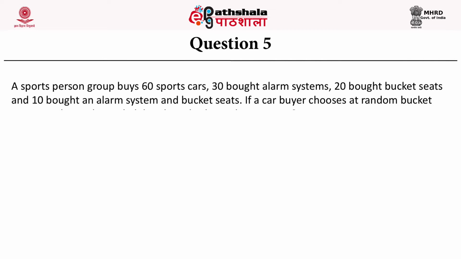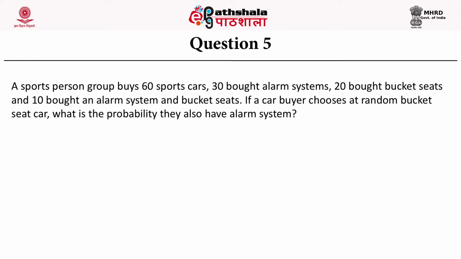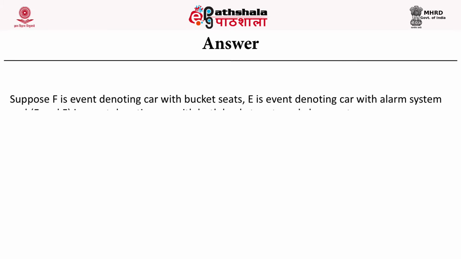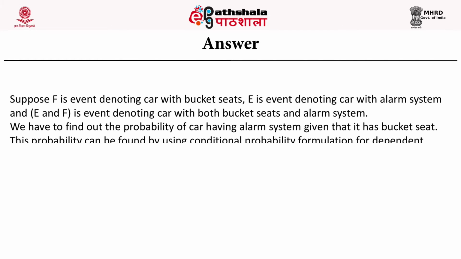Here a sports car group buys 60 sports cars, 30 bought an alarm system, 20 bought bucket seats and 10 bought an alarm system and a bucket seat. If a car buyer chooses at random a bucket seat car, what is the probability they also have an alarm system? Suppose F is an event denoting a car with bucket seat, E is an event denoting a car with alarm system, and E and F is the event denoting a car with both bucket seat and alarm system. We have to find the probability of a car having an alarm system given that it has a bucket seat.